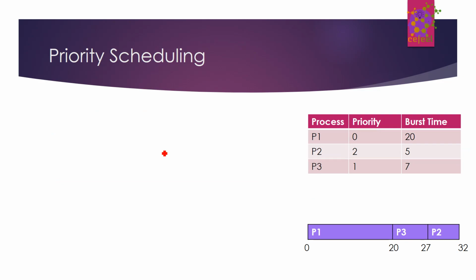Alright, now let's move on to the next one, which is priority scheduling. Sometimes there are high priority processes which we need to execute on the CPU, even though there is a process already running or a process that came early. So priority scheduling takes into account the priority.